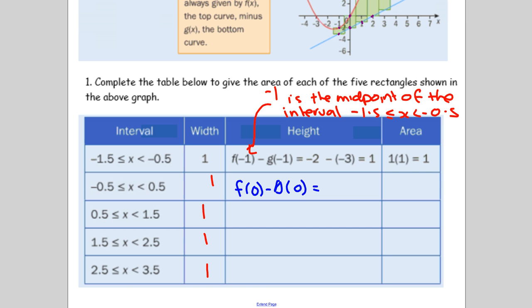Why do we do f of 0 minus g of 0? Remember what we are subbing in as the midpoint? We're trying to work out the height of the rectangle. So why don't we just sub it into the f of x one? Because the height of the rectangle is the difference between the two. Yes, that's a good point. You should write that.